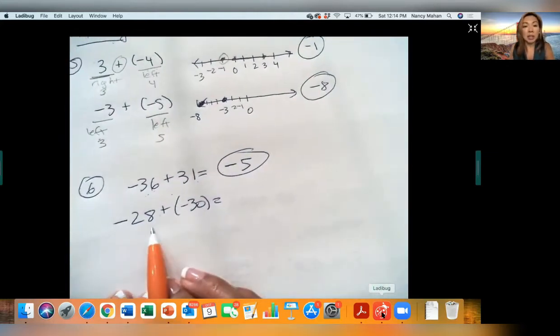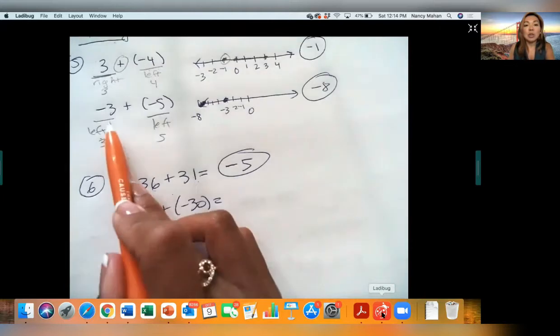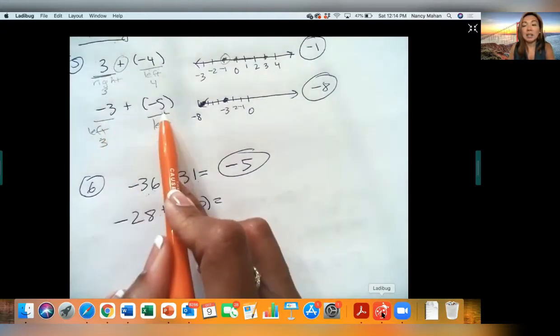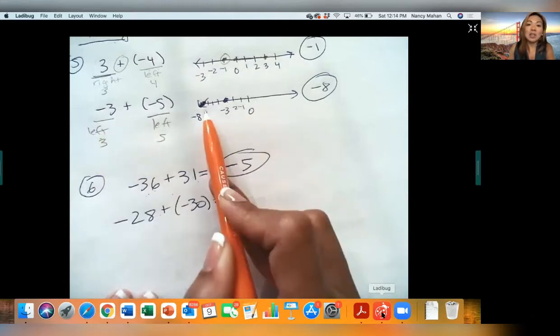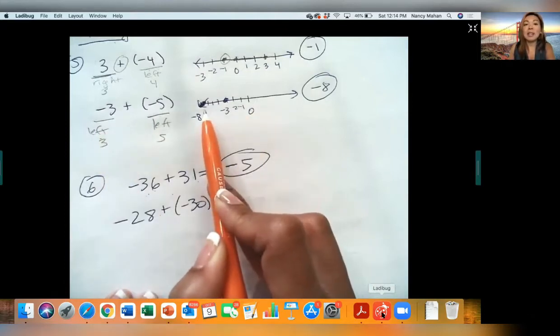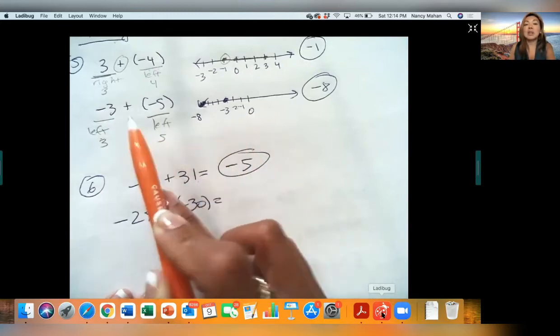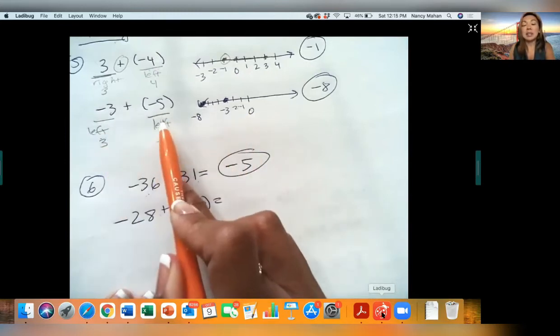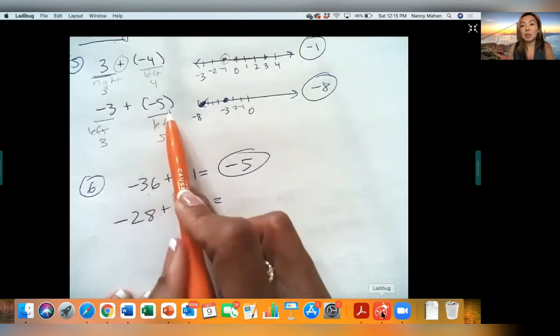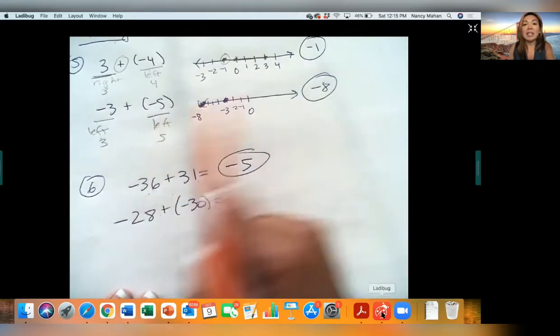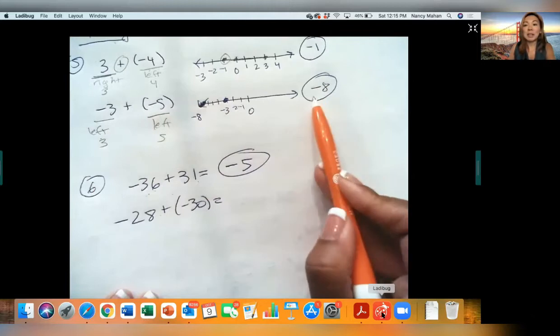For the second part here, notice if you have two numbers that are of the same sign, you're walking the same direction. So here I went to the left 3 spaces, and then I went to the left 5 spaces. So I'm walking the same direction the whole time. Therefore my answer is going to be the addition of these two numbers, and that's why it was 8. And since we walked to the left, we're making it negative.